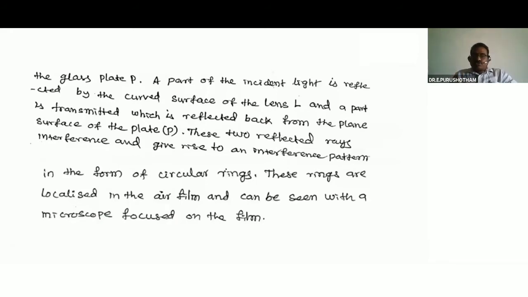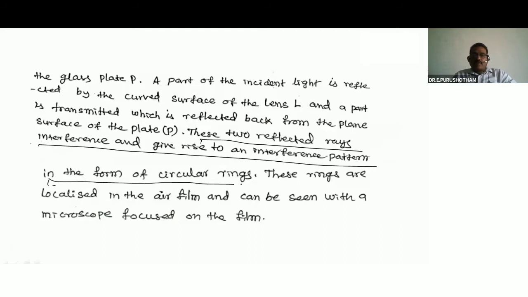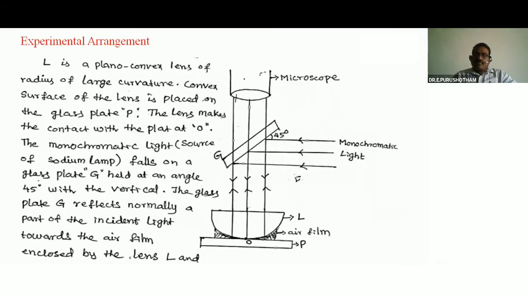These two reflected rays, ray 1 and ray 2, interfere and give rise to an interference pattern in the form of circular rings. These rings are localized in the air film and can be seen with a microscope focused on the film. So this is the microscope. You can write in your own words simply. L is the plano-convex lens, placed on the glass plate P. The contact is O.